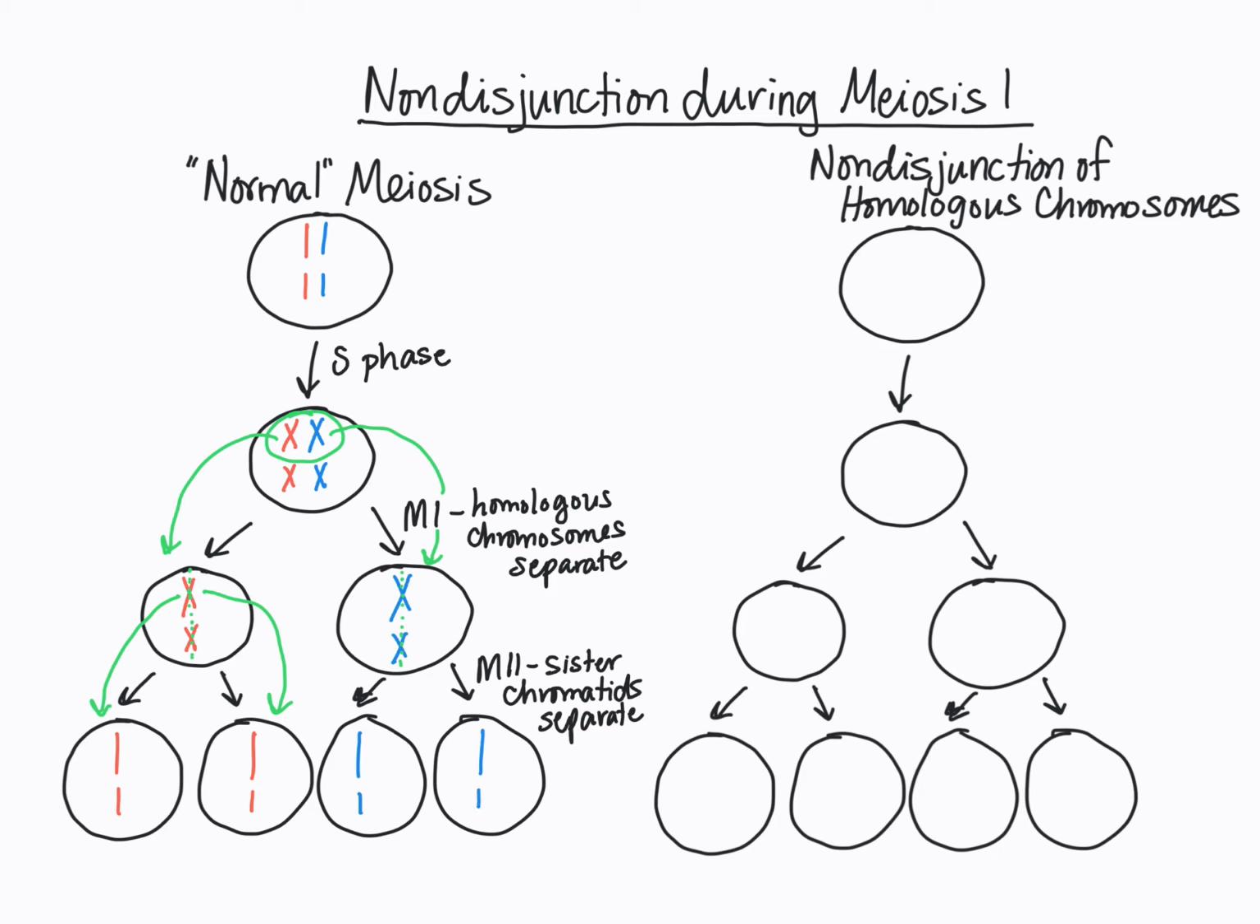Now let's jump over to what happens when non-disjunction occurs during meiosis 1. We start out the same with our homologous chromosomes, and we still have the S phase of interphase, so these chromosomes become X-shaped. In non-disjunction of meiosis 1, these homologous chromosomes fail to separate properly. So instead of separating into two daughter cells, we might end up with something that looks like this.